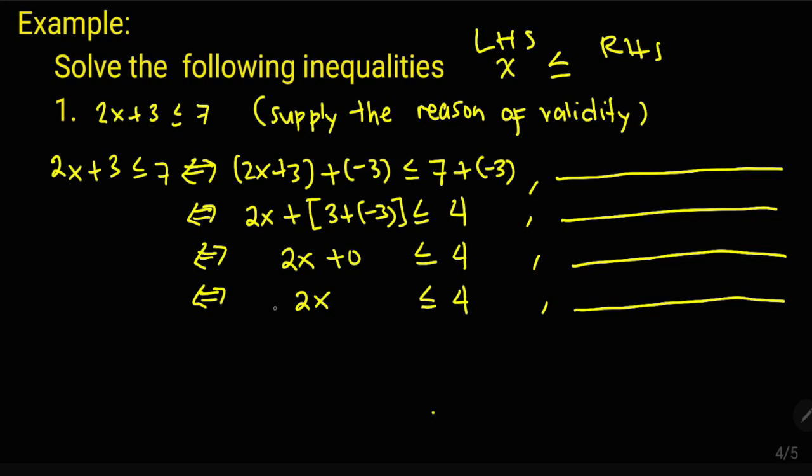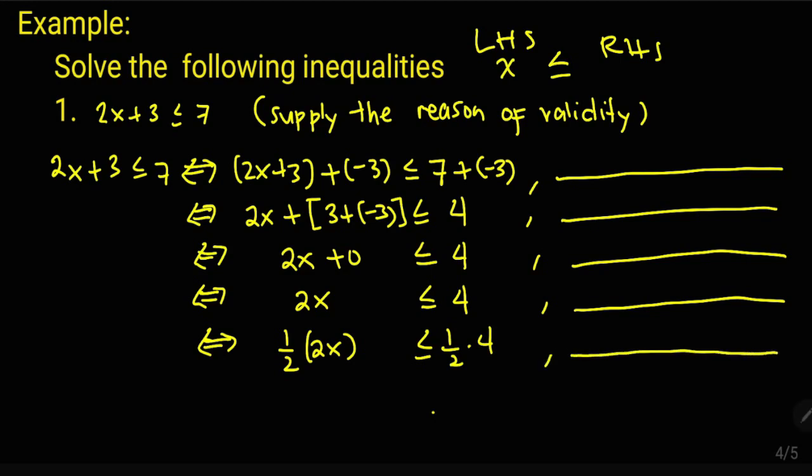From this expression, we can multiply 1/2 to both sides. So this can be written as 1/2 times the quantity 2x is less than or equal to 1/2 times 4. So we were able to multiply a number 1/2 on each side of the inequality. Why can we do that? What's the reason for validity?